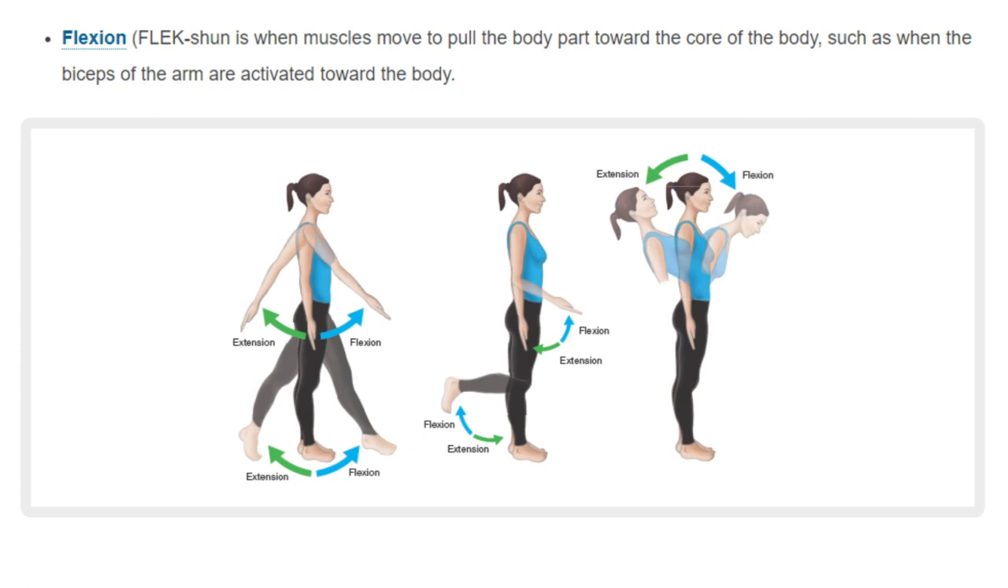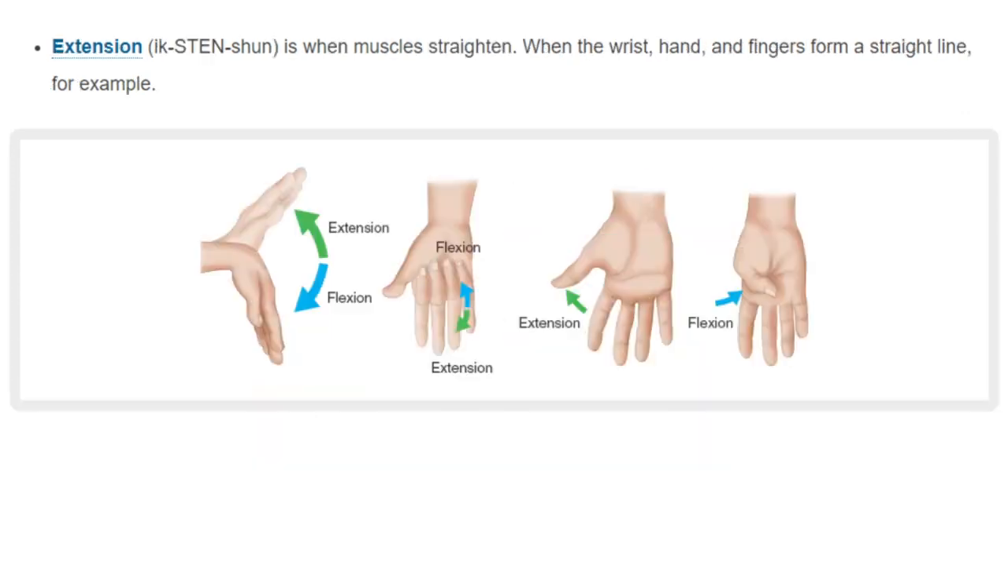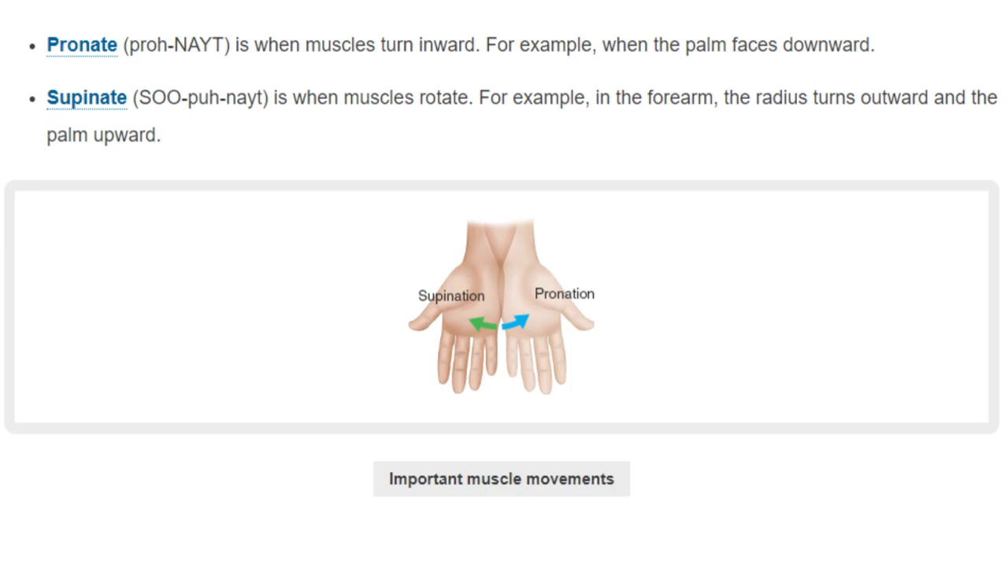Flexion is when muscles move to pull the body part toward the core of the body, such as when the biceps of the arm are activated toward the body. Extension is when muscles straighten, when the wrist, hand, and fingers form a straight line, for example. Pronate is when muscles turn inward, for example, when the palm faces downward. Supinate is when muscles rotate, for example, in the forearm, the radius turns outward and the palm upward.